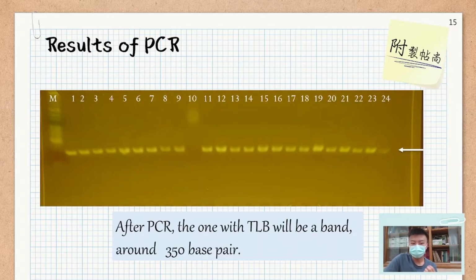This is the result of PCR. As you can see, there are 24 squares in this picture, which means there are 24 Arabidopsis. And from 1 to 9 and from 11 to 24, we can see that they have bands on the square, which means this includes the gene inside the Arabidopsis, and it will be around 350 base pairs. And the only one, number 10, is dark, which means that there is no gene and no protein inside the Arabidopsis.